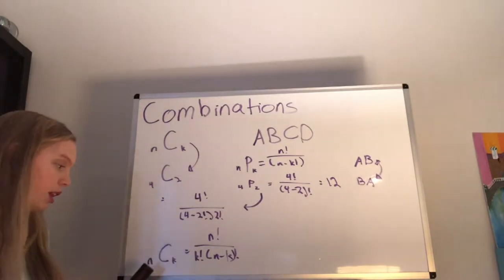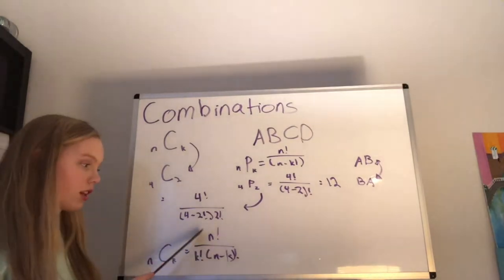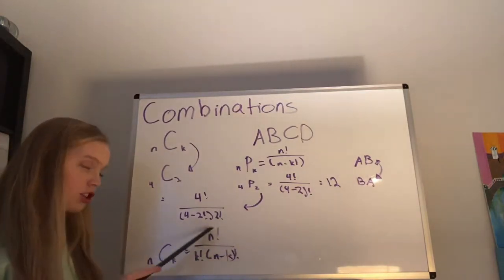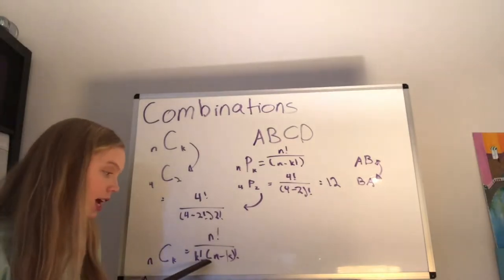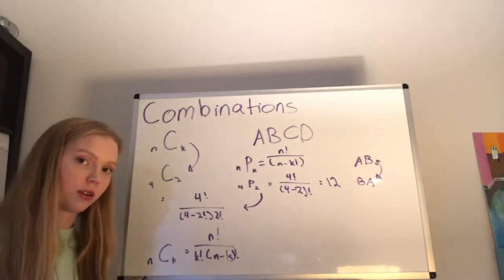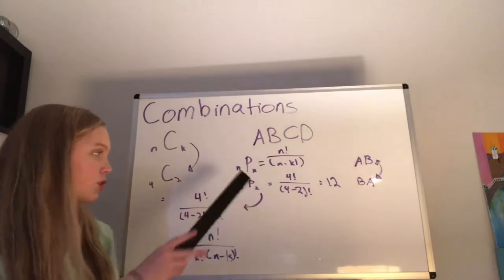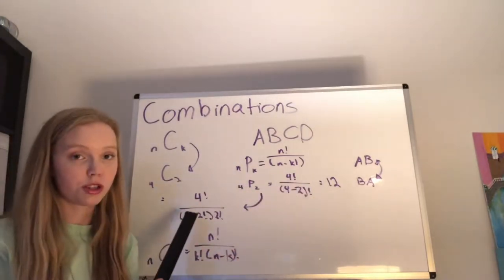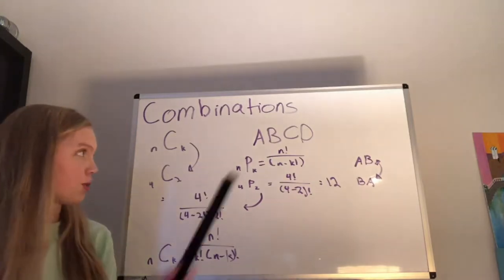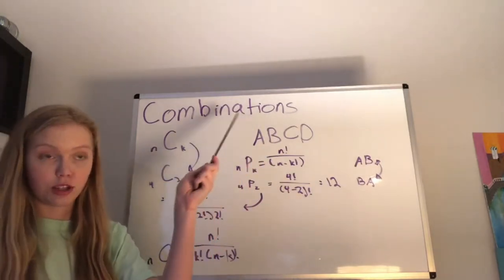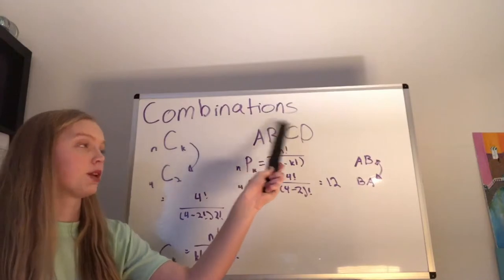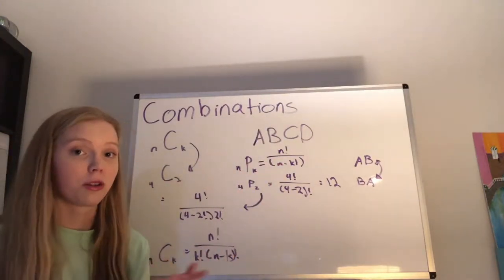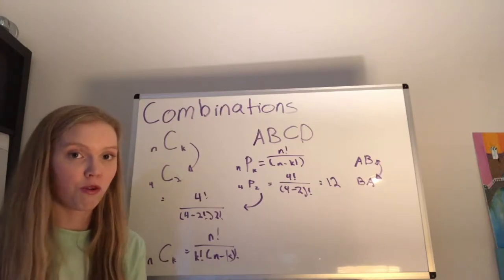So the actual formula for n choose k would be just the permutation formula divided by k factorial. And that's the only difference. So while 4 permute 2 is 12, 4 choose 2 is 6. And that makes sense. We could do AB, we could do AC, we could do AD, we could do BC, we could do BD, and we can do CD. That's me counting all six ways to choose a group of two from four.